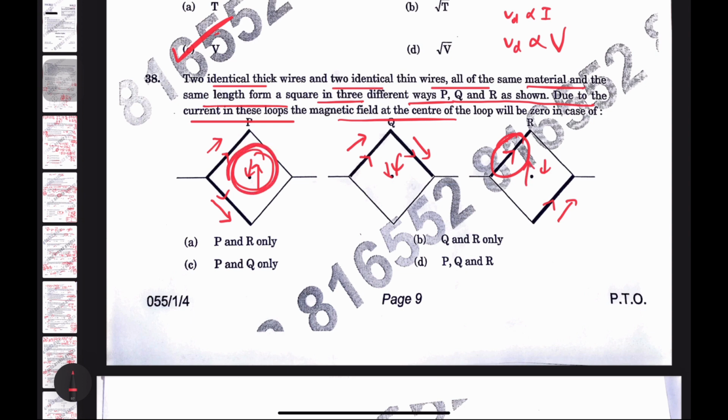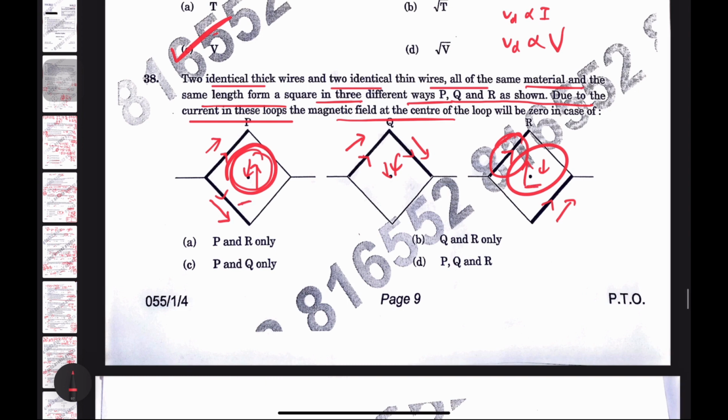So here and here the direction of the movement of fingers is opposite, therefore here the field will become zero, but here the direction is same, therefore the field will never become zero. So A is the correct option, that is P and R only.